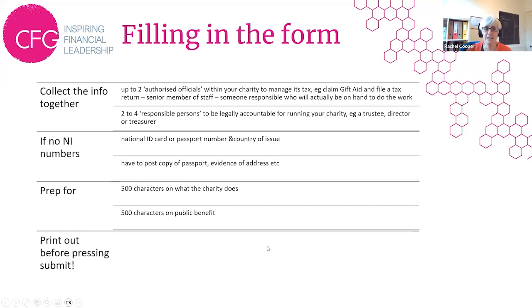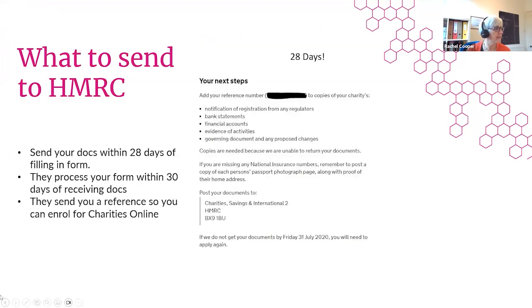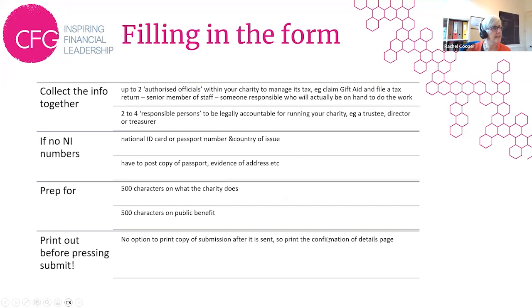And then the other thing is that it's one of those forms where you can't print it out. You submit it and then they go, thanks for submitting that. And you think, I just wish. So the first time I did it, I think I sent the details off without the other bank account that I hadn't told them about. And so I had to redo the whole thing, and I hadn't saved those 500 characters. I had to start all over again. So print your confirmation of details page. Just make sure that you've got all of that kind of stuff. So yes, I think those are my hints and tips.